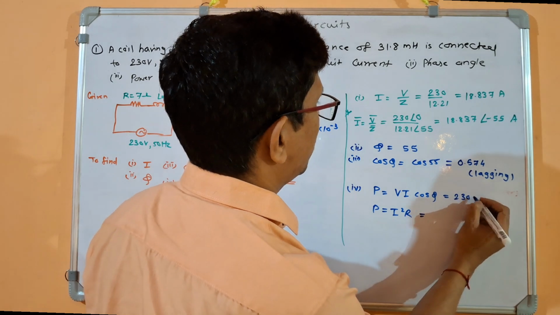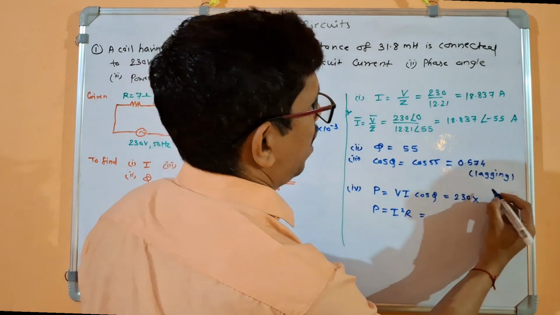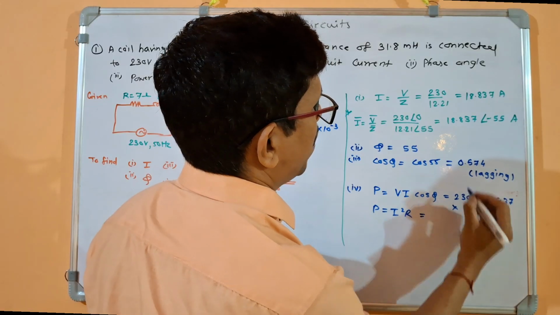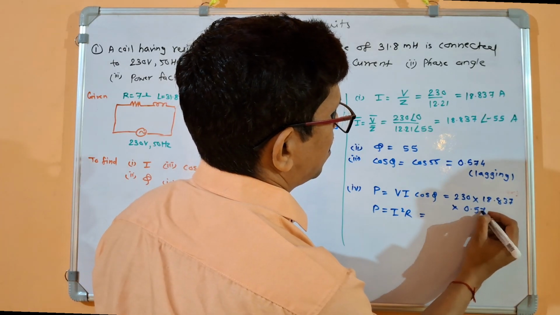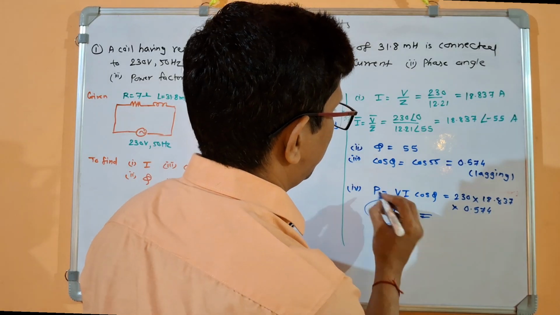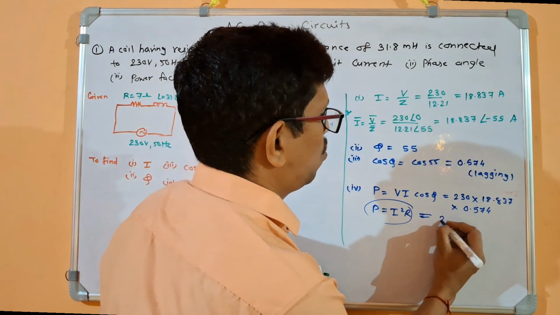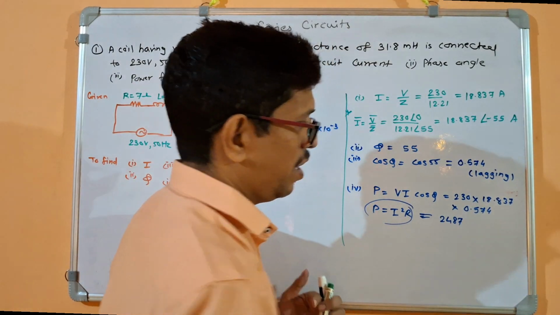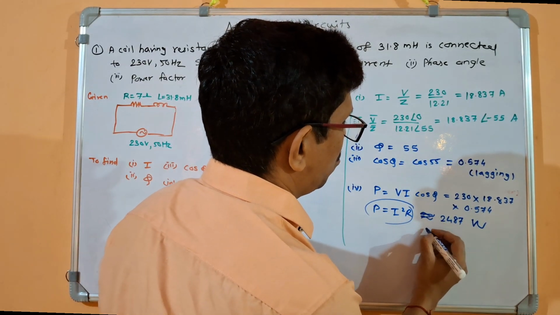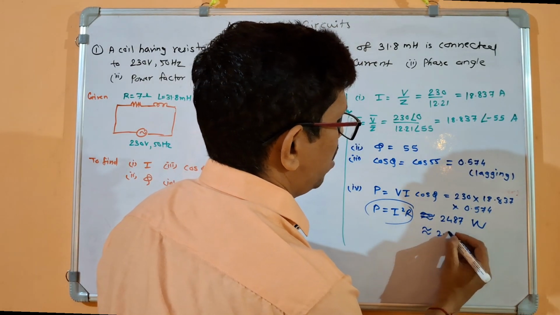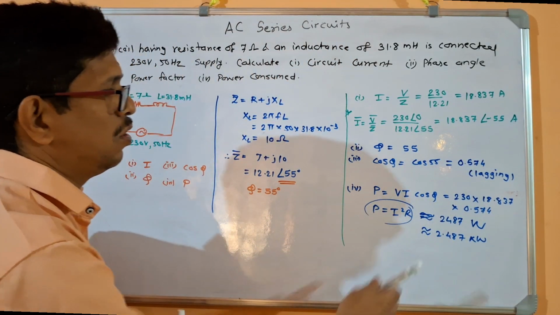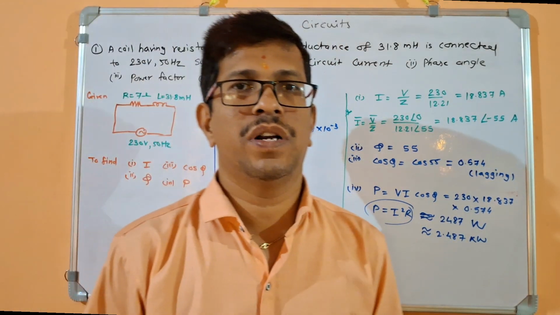Okay, 230 into 18.837 into cos phi, which is 0.574. So this will give me either this or this, 2487 watts approximately, or you can write this as 2.487 kilowatts. So power is 2.487 kilowatts.